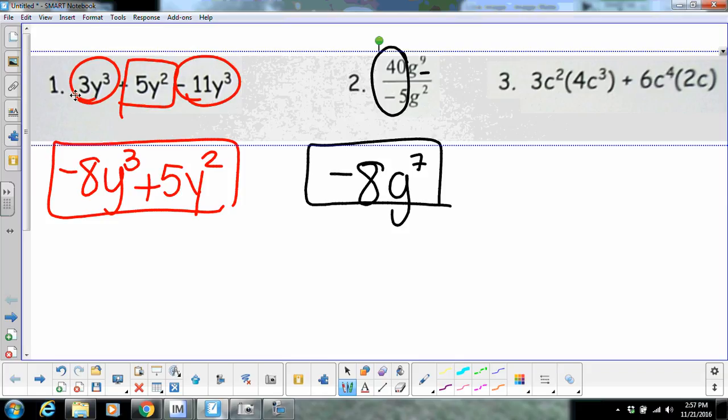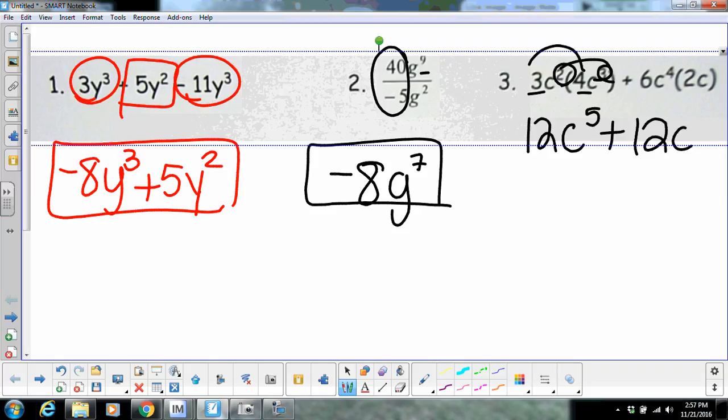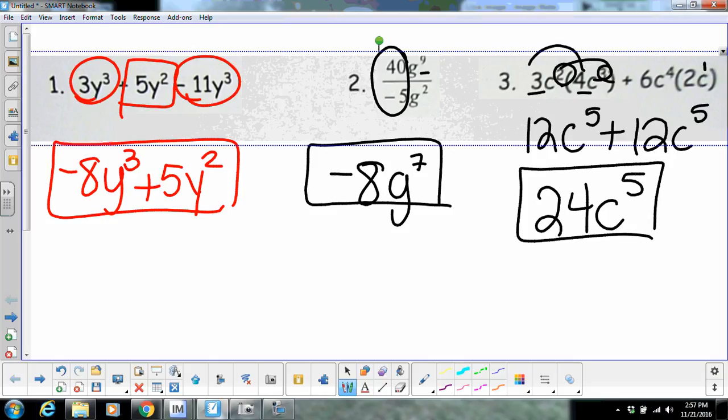All right, number 3 is going to apply 2 rules. It's going to apply our multiplication and then our addition property. Okay, so this is going to give me 12c to the 5th because you multiply your big numbers and add your exponents. Don't forget that understood 1 right here on that c. So now we have c to the 5th on both of these, so we're going to add those together, making it 24c to the 5th. Remember, when you add, you do not add your exponents.